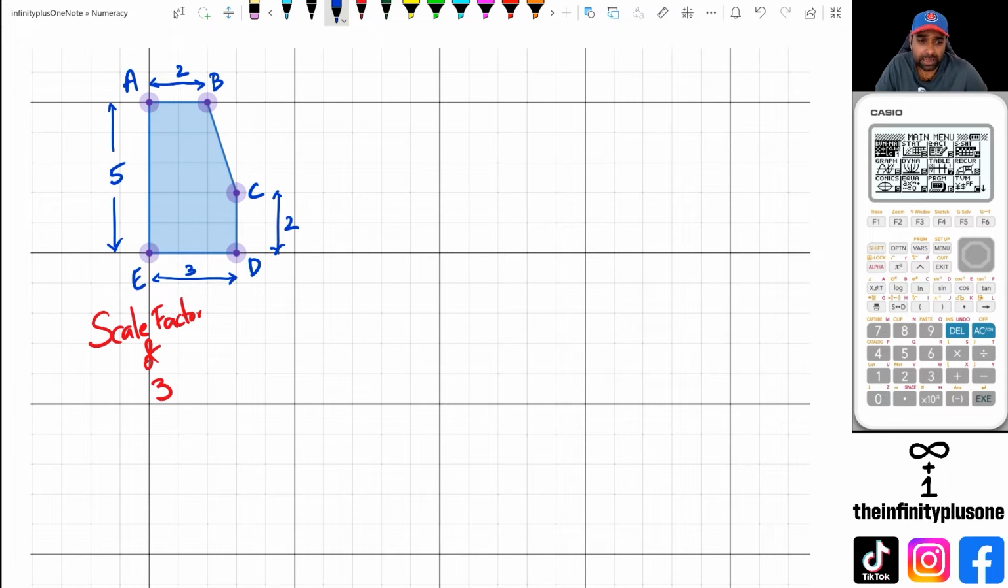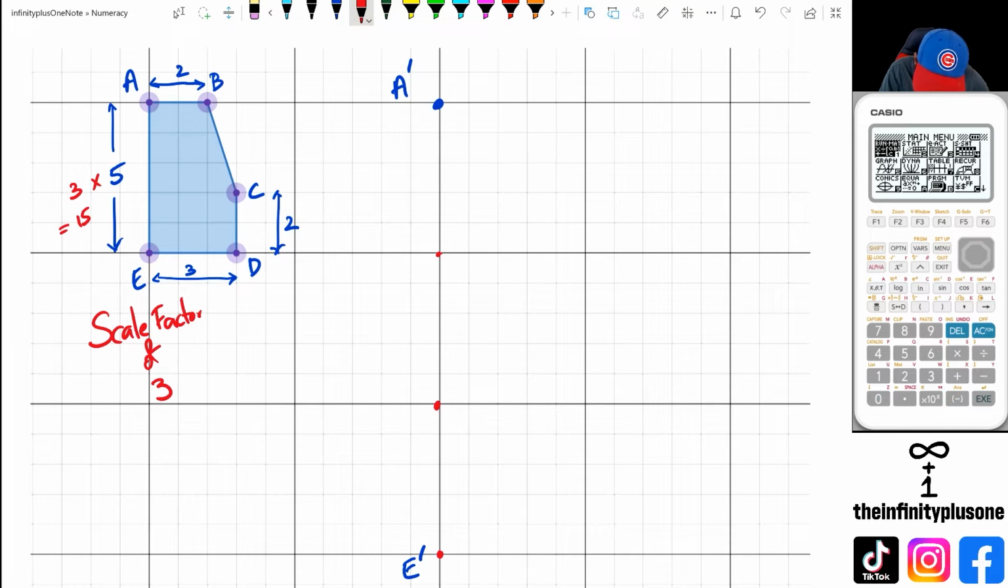Now, what's really important is that when you're enlarging by a scale factor of 3, that means each of those sides now need to be multiplied by 3. For this particular question, I'm just going to randomly put a spot here. All right, so I'm going to start by putting down A dash first. Then, because the distance from A to E is 5, I need to multiply by 3 to get 15. So that means 15 down, so that's 5, 10, 15 away from A dash is E dash.